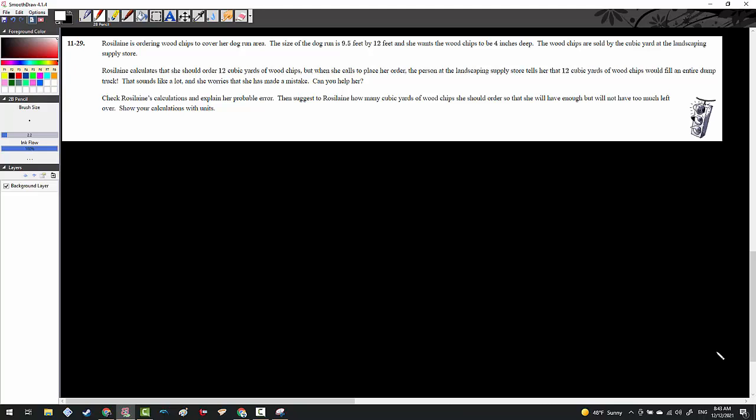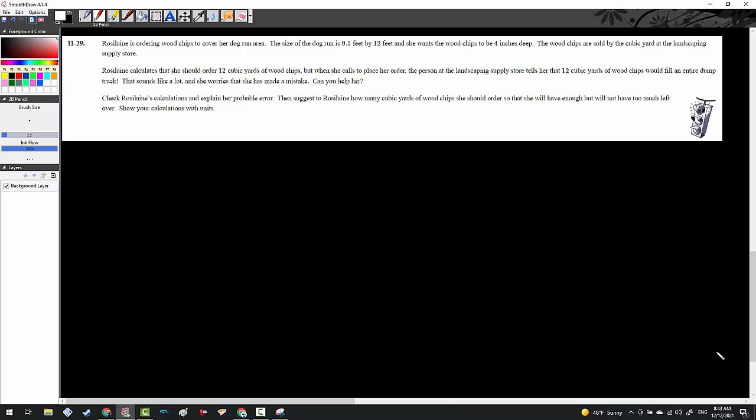So in 11-129, we're talking about Rosalind trying to order wood chips to cover her dog park area. It says the size of the dog park is 9.5 feet by 12 feet, and she wants the wood chips to be 4 inches deep. So we're looking at a volumetric dimension here with some unit conversion because we've got feet to inches.